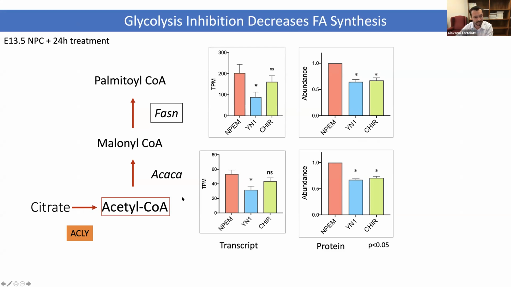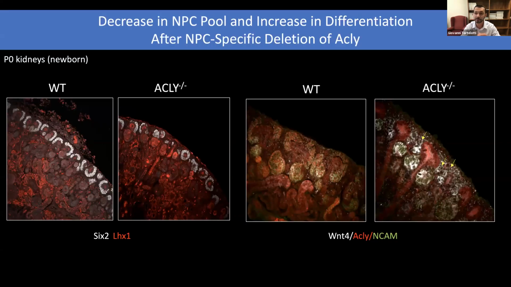I want to call your attention here to the lyase in special, ATP citrate lyase, ACLY, which is a main enzyme that converts the citrate into acetyl-CoA outside the mitochondria. So what we did, we shifted gear to a more genetic in vivo approach, and we knocked out the ATP citrate lyase in the nephron progenitor cells only. It's a tissue-specific knockout.